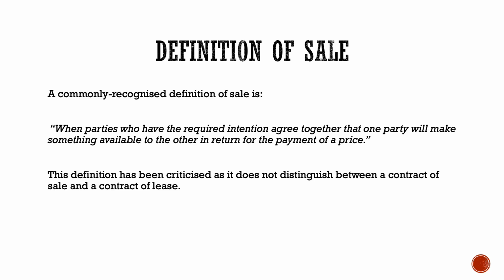A commonly recognized definition of sale is when parties who have the required intention agree together that one party will make something available to the other in return for payment of a price. That is the definition that is acceptable. However, this definition is criticized for failing to distinguish between a contract of sale and a contract of lease. You'll find that this definition would also apply in the explanation of what is considered to be a lease. It does not mention whether ownership is being transferred or only possession is being transferred. Possession is transferred under a lease agreement, and in this case, ownership is the intention, but it's not defined in the definition.